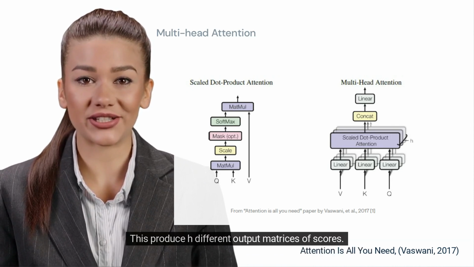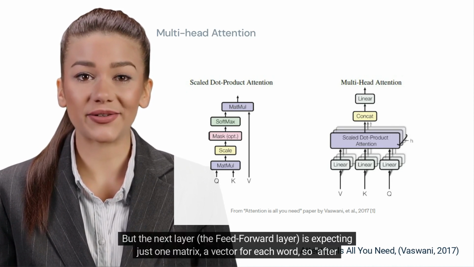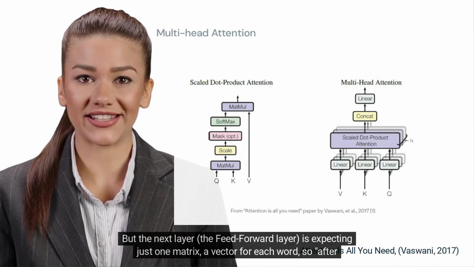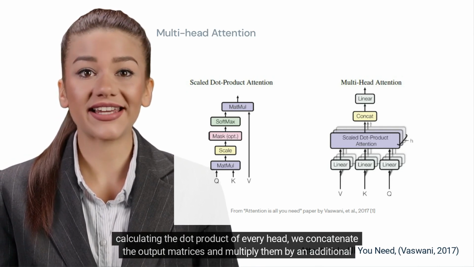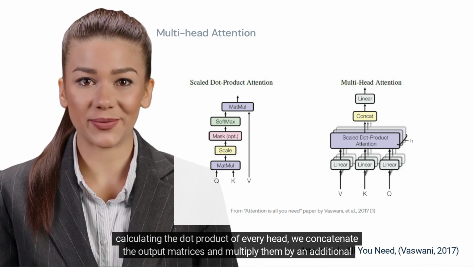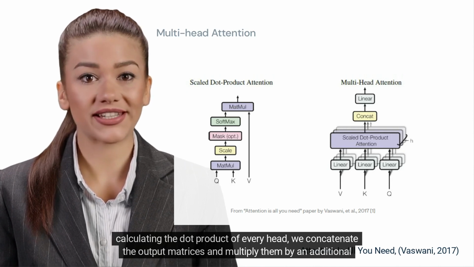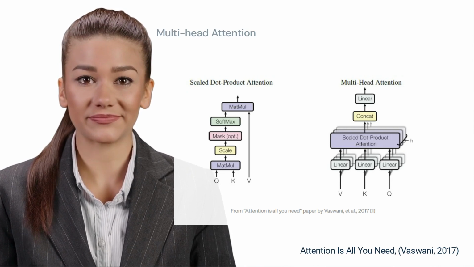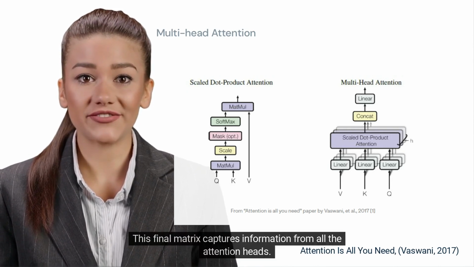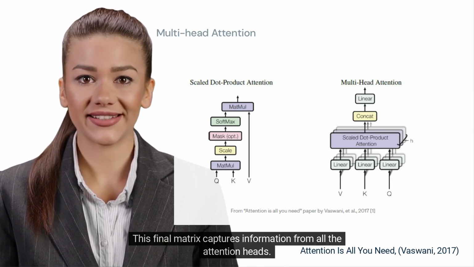This produces h different output matrices of scores. But the next layer, the feed-forward layer, is expecting just one matrix, a vector for each word, so after calculating the dot product of every head, we concatenate the output matrices and multiply them by an additional weights matrix WO. This final matrix captures information from all the attention heads.